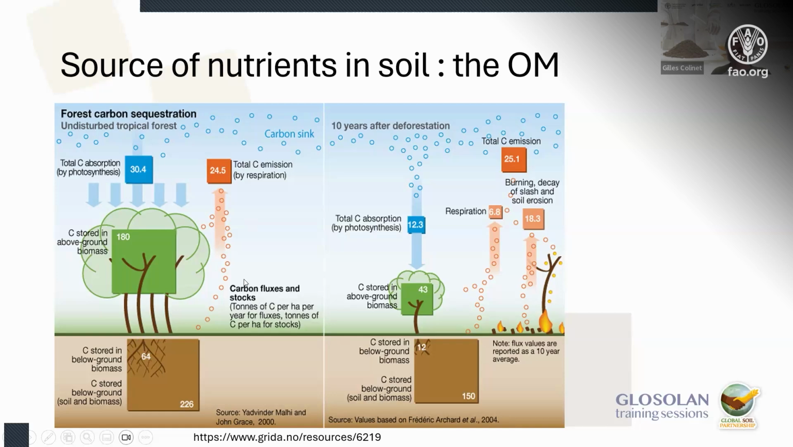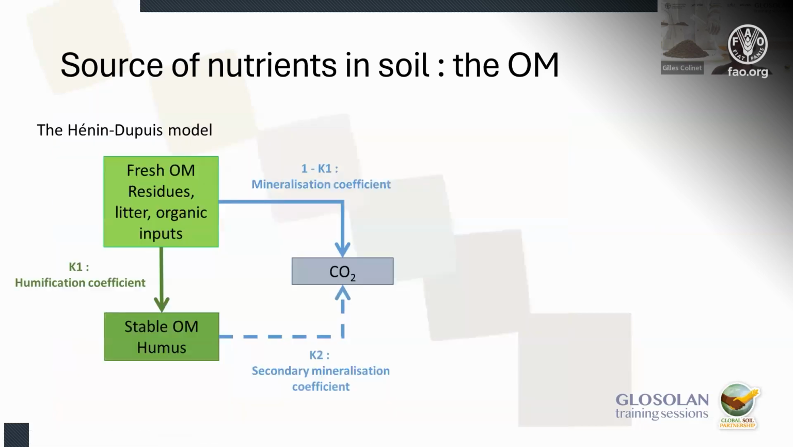And there are important fluxes of carbon, and forests were seen as a carbon sink, while the use of agriculture and deforestation was seen as a carbon flux to the atmosphere. And if we look at what happens to the organic matter in the soil, there were some useful models, relatively simple, to understand and predict the fate of organic matter.